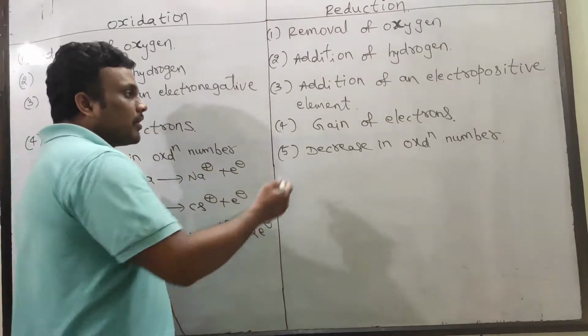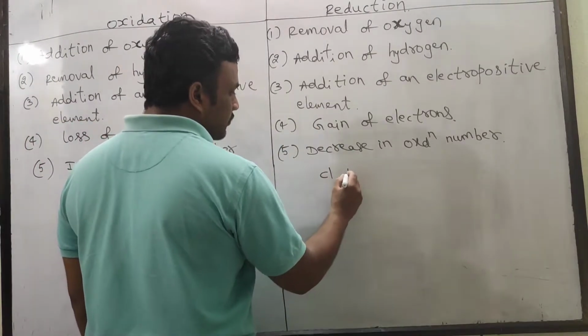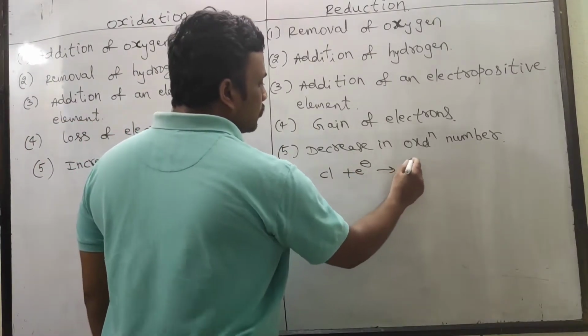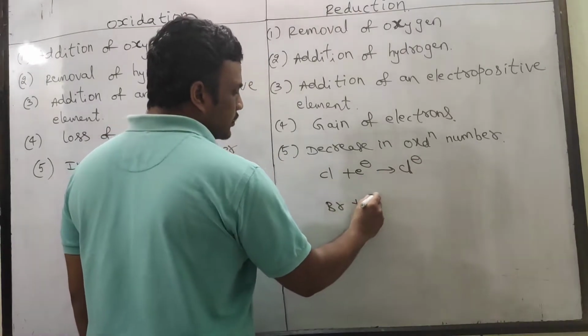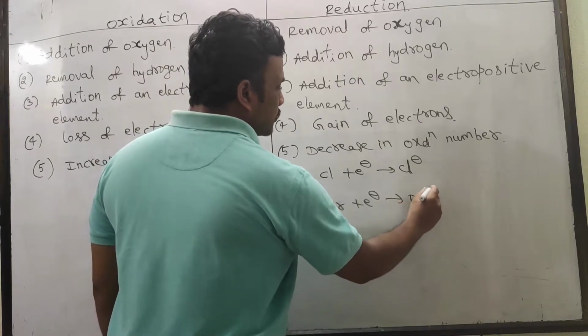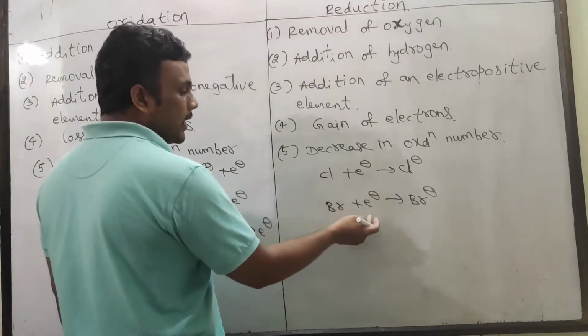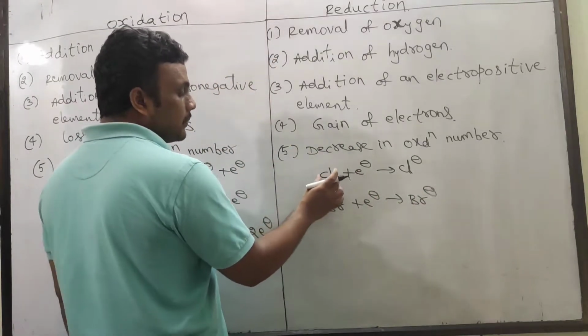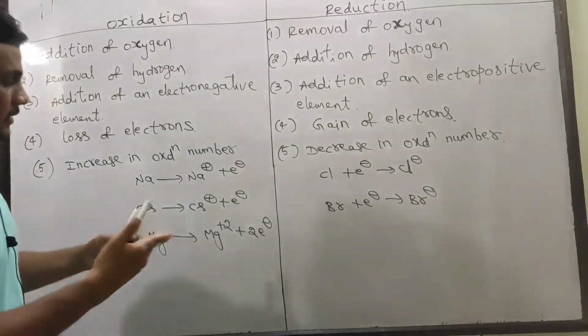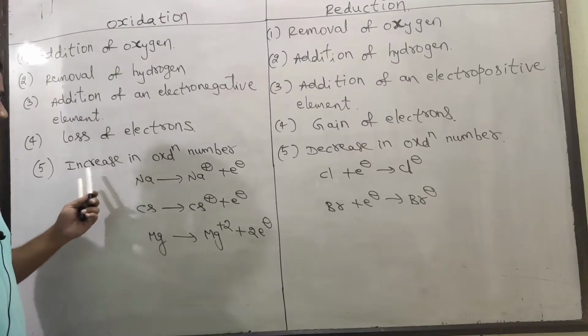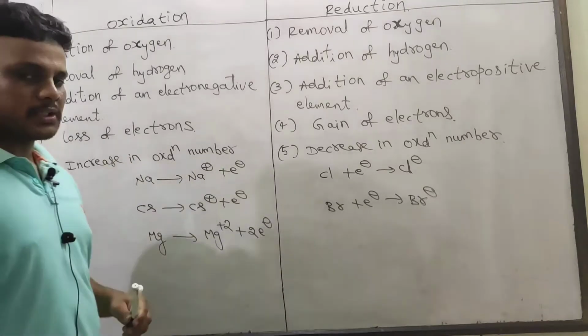Gain of electrons is exactly the reverse definition. Non-metals tend to gain electrons, like Cl, Br. Addition of electrons: an electron is added to chlorine, an electron is added to bromine, which means chlorine undergoes reduction and bromine undergoes reduction. You can easily understand this by this definition: increase in oxidation number.